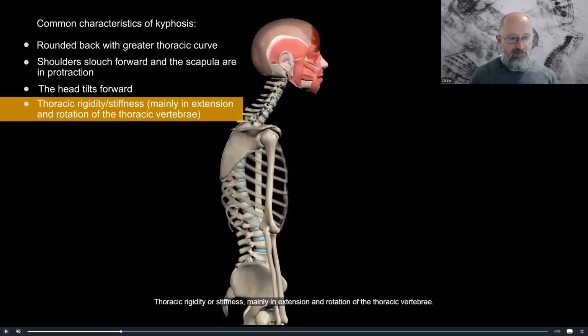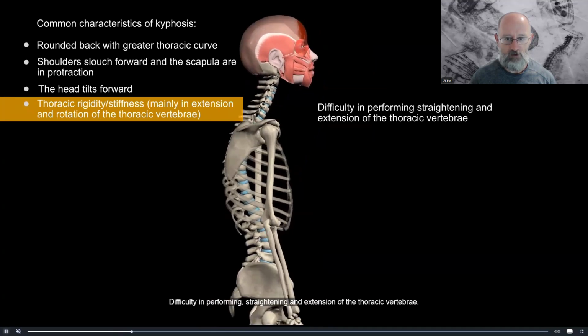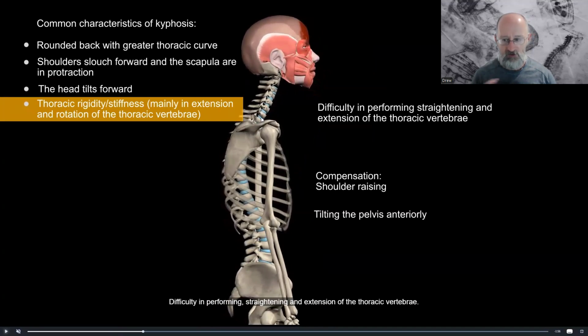We get thoracic rigidity and stiffness, mainly in extension and rotation of the thoracic vertebrae. So let's look at the animation here. So that's our posture there. I'm trying to get into extension. So extension means straightening up, so back bending. Essentially, you get the stiffness and the rigidity there because you're collapsing in onto yourself. All the little intrinsic muscles that go up the spinal column get weak. So things like your rotatores, your multifidi, and the segmental thoracic extensors, they all get lengthened and weakened, so they just can't pull you back into extension very much.